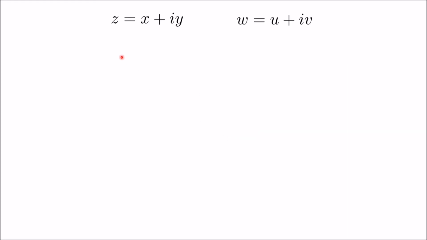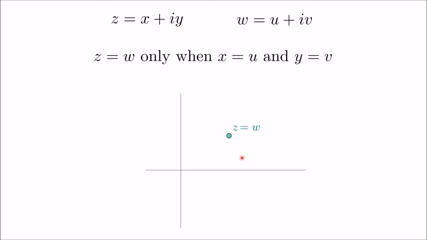So suppose we've got 2 complex numbers Z and W. Well, we say they are equal only when their real components are the same and their imaginary components are the same. So in a diagram, if the real and imaginary components are the same, then they must be the exact same location within our number plane. So if 2 complex numbers are equal, then they're the exact same point within this number plane.